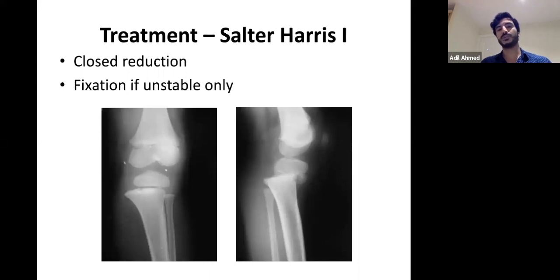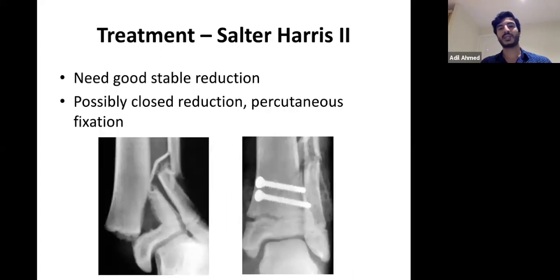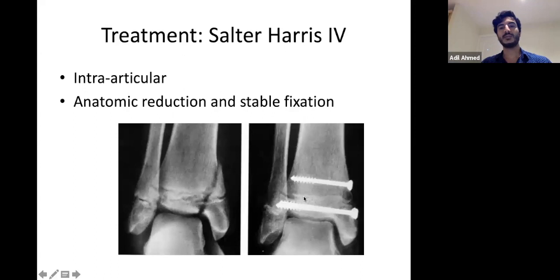Salter-Harris 1, the same level as the physis: closed reduction is normally okay, but fixation might be needed if it's still unstable. Salter-Harris 2 needs a good stable reduction. Usually, to be honest, most times it can be closed, but sometimes may need some percutaneous fixation with the use of screws or wires. Salter-Harris 3 is intra-articular, and this almost always needs an anatomical reduction with stable fixation with screws. You can see that there.